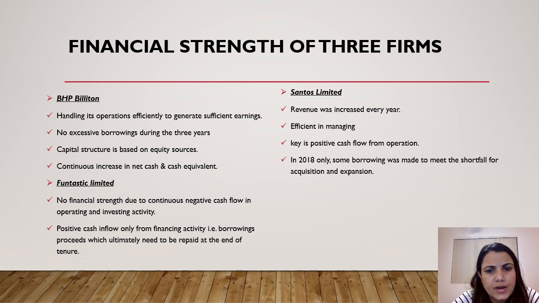So here is the financial strength of three firms, that is BHP Billiton, Fantastic Limited, Santos Limited. BHP Billiton handles its operation efficiently to generate sufficient earnings. Otherwise, there is no excessive borrowing during the 3 years, the capital structure is based on equity sources, and there is a continuous increase in net cash and cash equivalents. Whereas Fantastic Limited has no financial strength due to continuous negative cash flow in operating and investing activity. Positive cash inflow is there only from financing activity, that is borrowing proceeds, which ultimately need to be repaid at the end of the tenure.